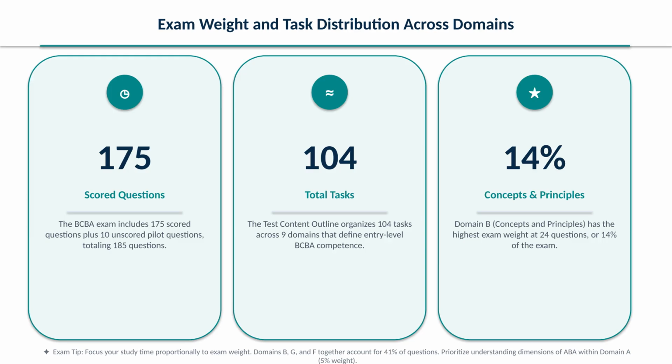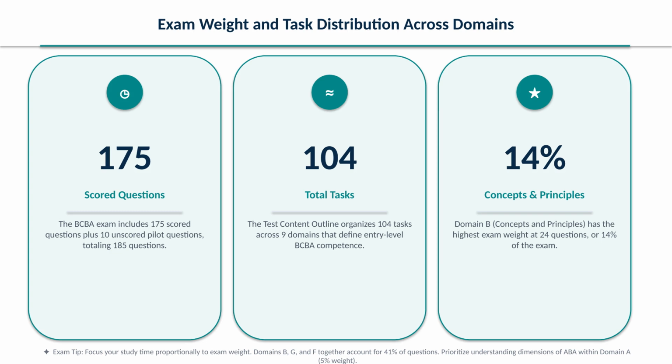Let's take a close look at the exam structure, because understanding this breakdown is essential for your study strategy. The BCBA exam consists of 185 total questions, but only 175 of those count toward your score. The other 10 are unscored pilot items being tested for future exams, so don't let them throw you off. These 175 scored questions are drawn from a test content outline that organizes 104 specific tasks across 9 domains, each representing a core area of entry-level BCBA competence.